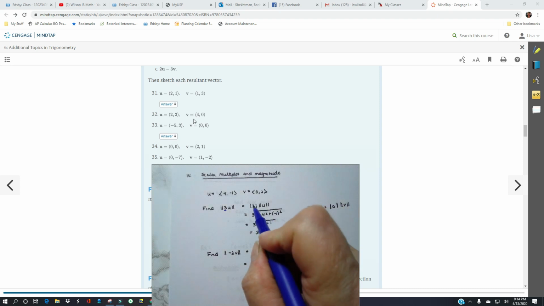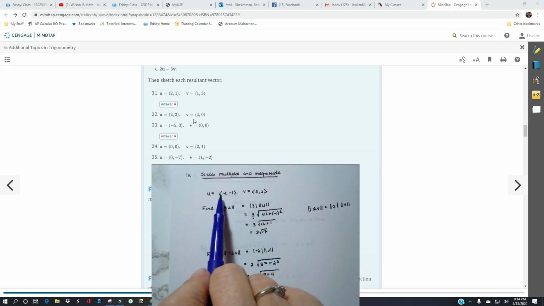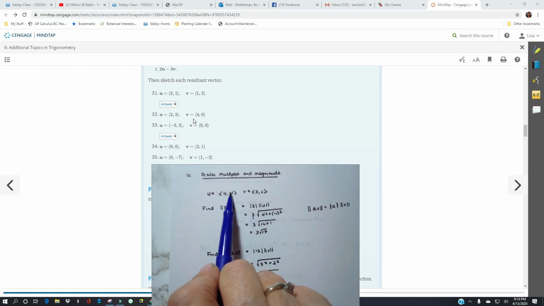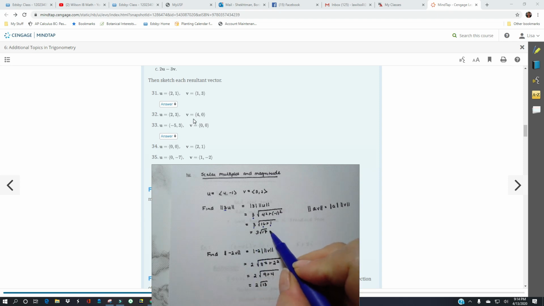So the absolute value of 3 is 3. The magnitude of u means I take the components of u, I square them, I add them together, and I take the square root. So I've got 4 squared plus negative 1 squared. That gives me 3 times the square root. 4 squared is 16, negative 1 squared is 1. So I get 3 root 17, and I'm done here. I can't simplify that anymore.